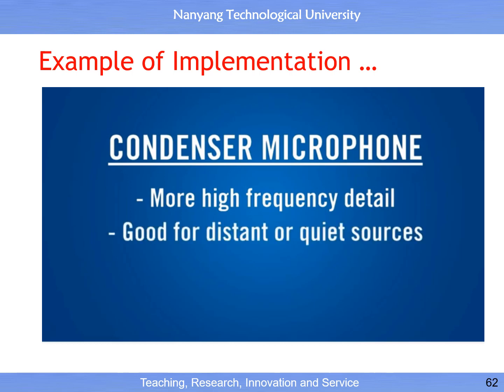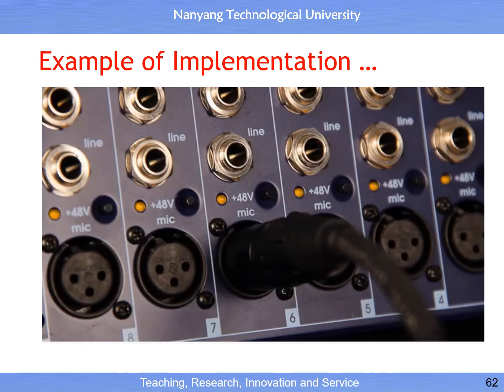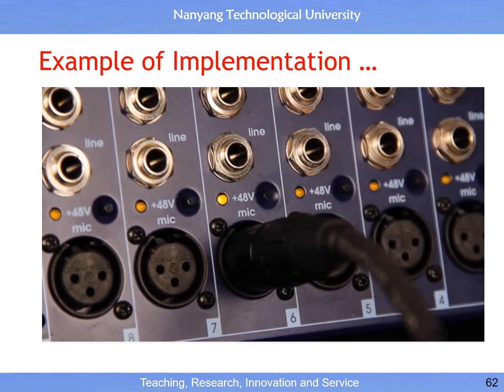Since there's no magnet in a condenser mic, they can be made extremely small, which makes it easier to mount them in tight spots and make the mic less visible. Condenser microphones have internal circuitry that requires power to operate. Usually, phantom power is supplied through the microphone cable from the mixer or recorder.